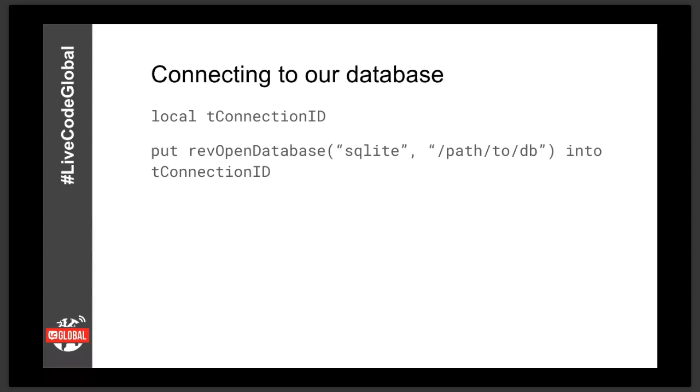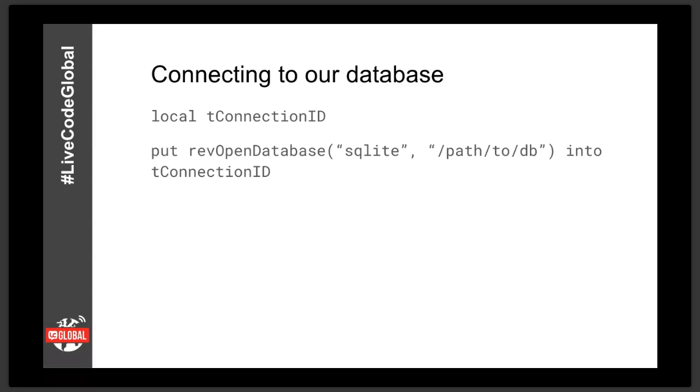So how do we actually get that ID? Well, we use RevDB, and in particular the function RevOpenDatabase. The first parameter you pass is the type of the database. Now, as I mentioned previously, there's several types of database, all of which RevOpenDatabase or RevDB gives you access to. But today we're only concerning ourselves with SQLite.